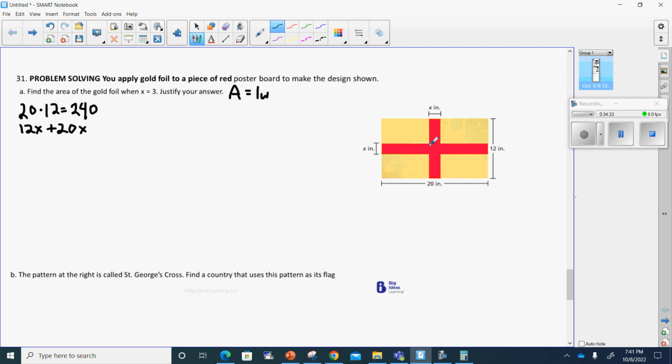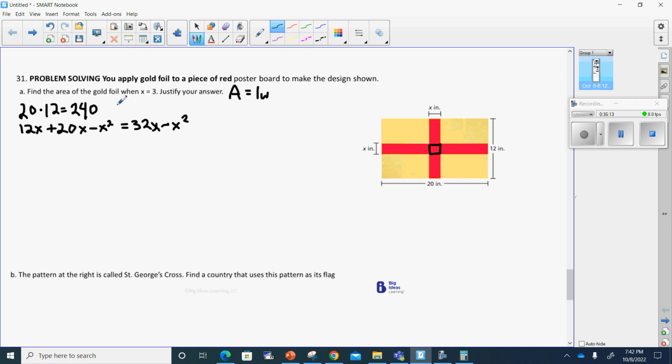But we have to remember this is a part of each of them. So I've got to subtract that from this amount. This is x, and this is x, so this is going to be x times x. So this would be minus x squared, because x times x is x squared. This is going to equal 32x, because 12 plus 20 is 32, right? And that's the same term, minus x squared.